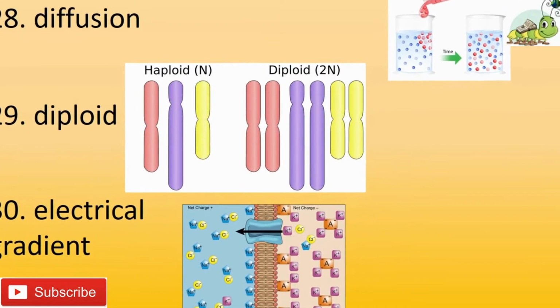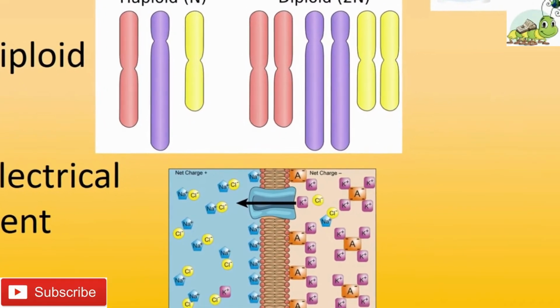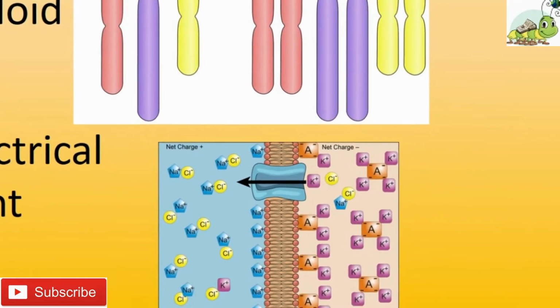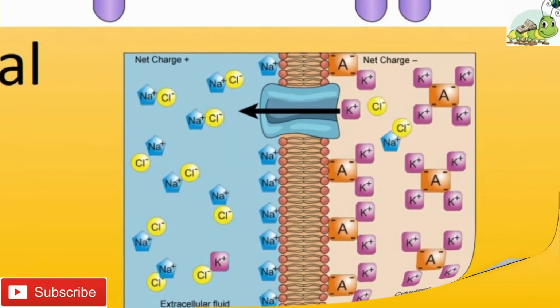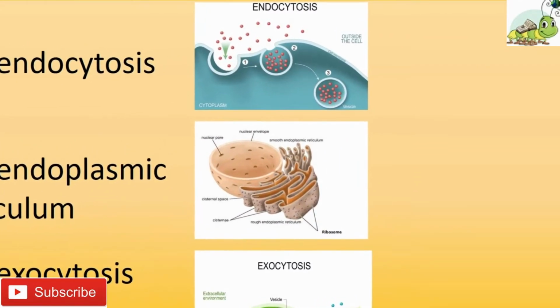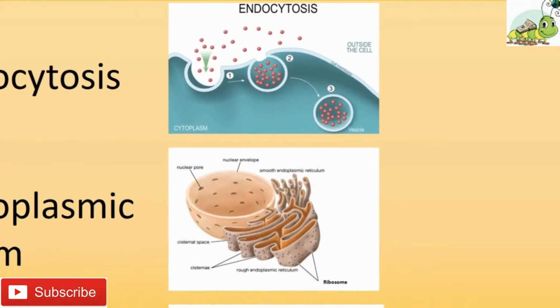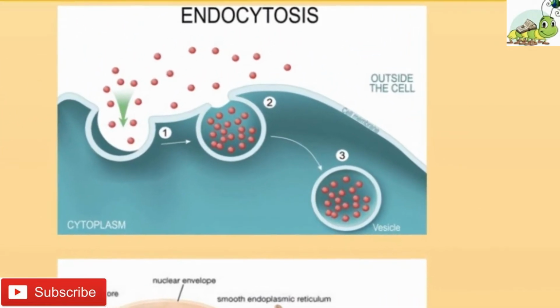Point number 30. Electrical gradient. What is electrical gradient? Difference in the electrical charge, the potential, between two regions. Point number 31. Endocytosis. Import of material into the cell by formation of a membrane-bound vesicle.